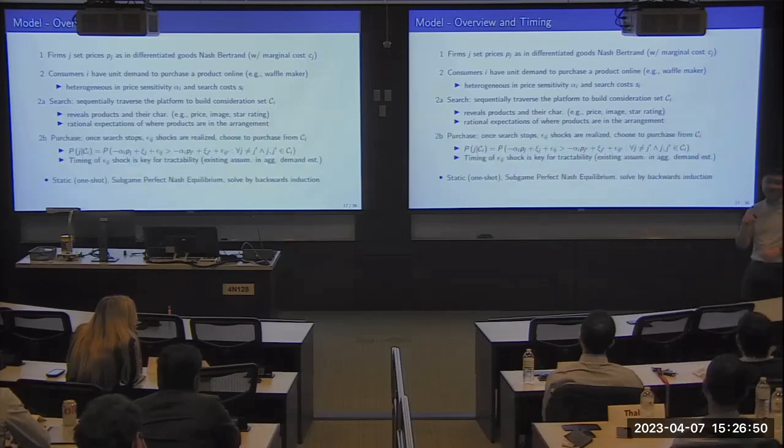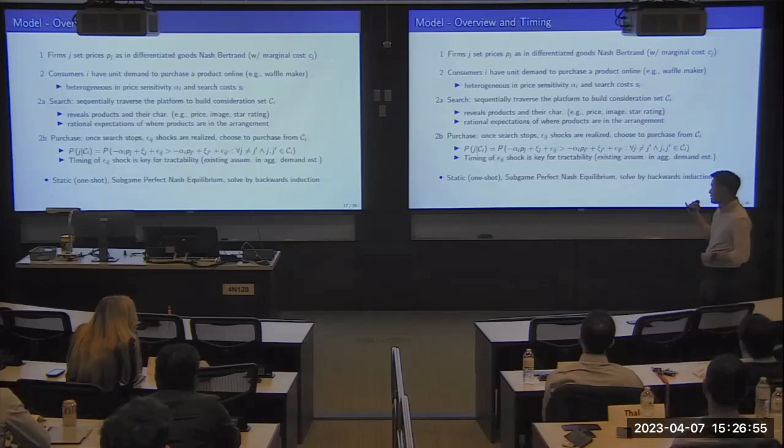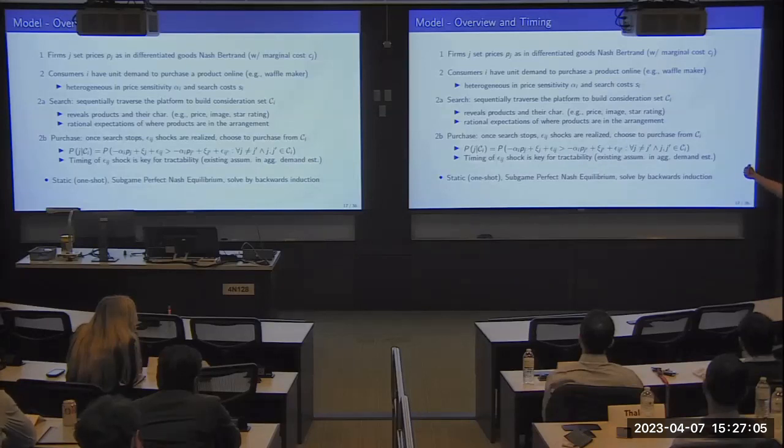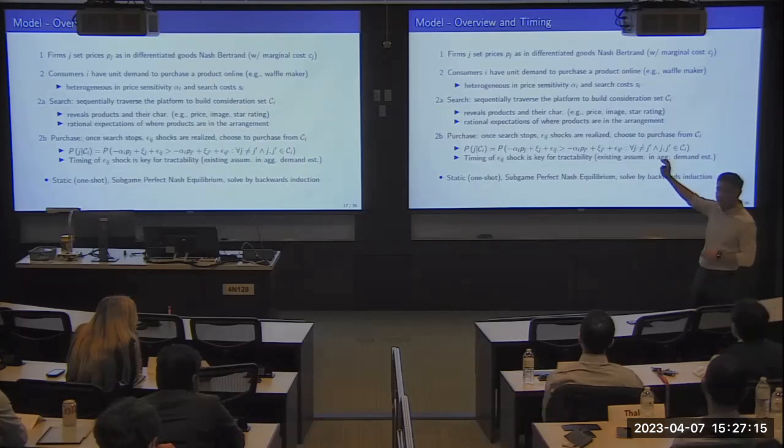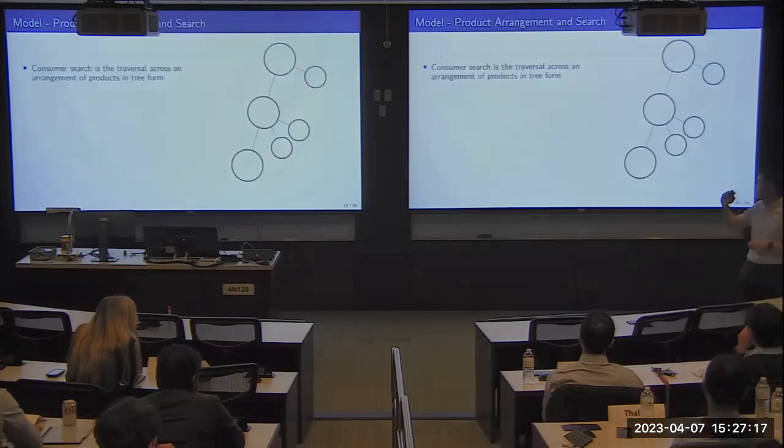At some point, they'll find it optimal to stop searching. It is at this point that they're going to realize an epsilon taste shock. It's going to be logit. And at that point, it's just a standard discrete choice problem, conditional on the consideration set that has been formed in the previous stage. It's going to be static, one-shot. We're going to use the SPNAE for the solution method. So because purchase is standard, let's focus on the search part.